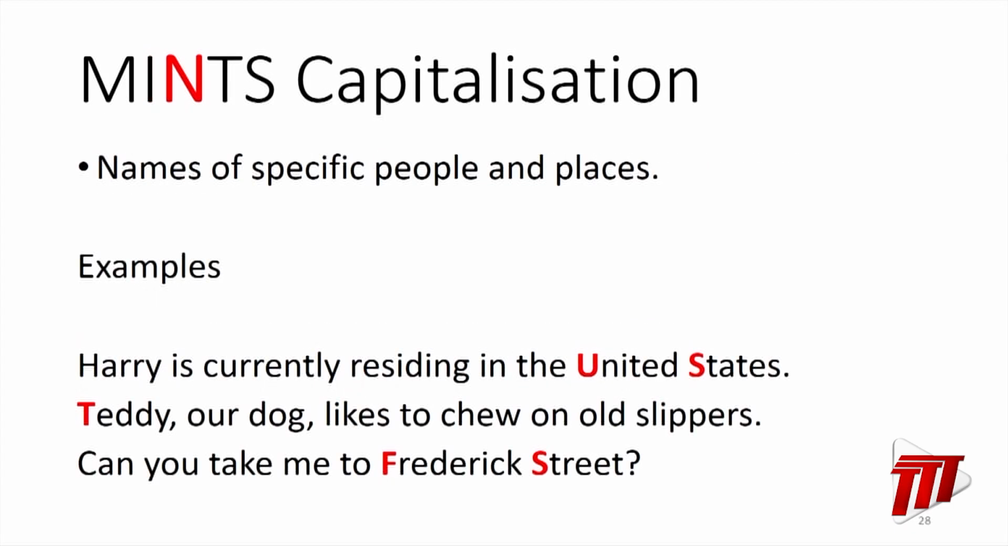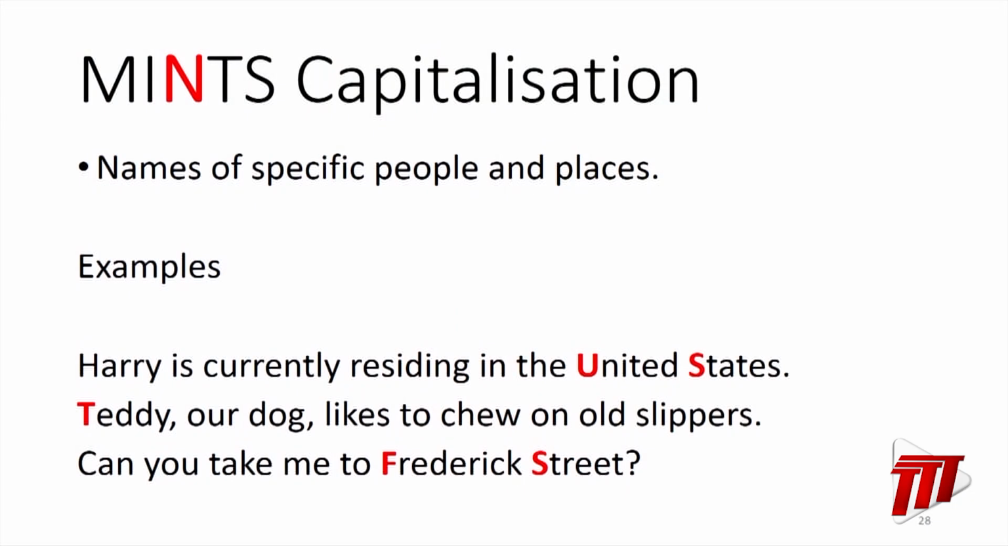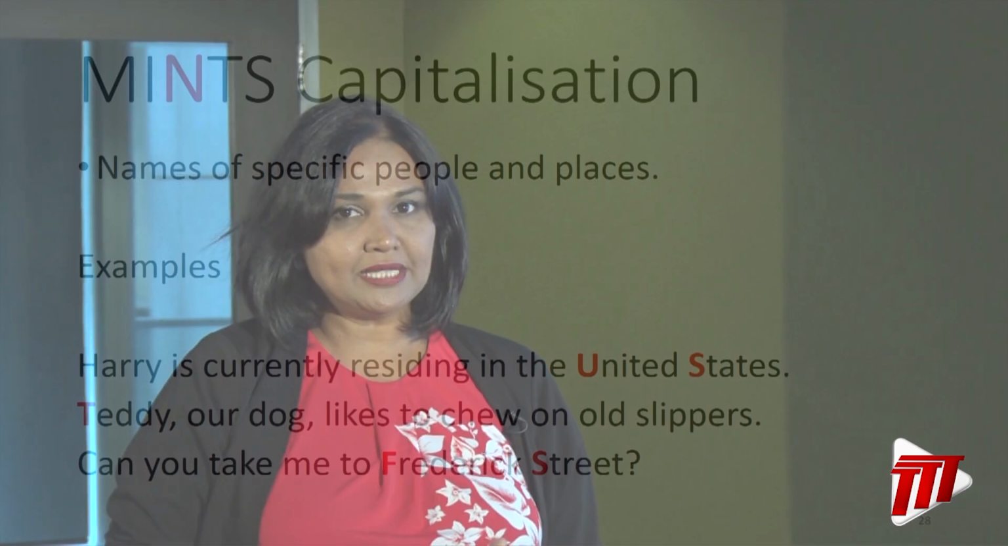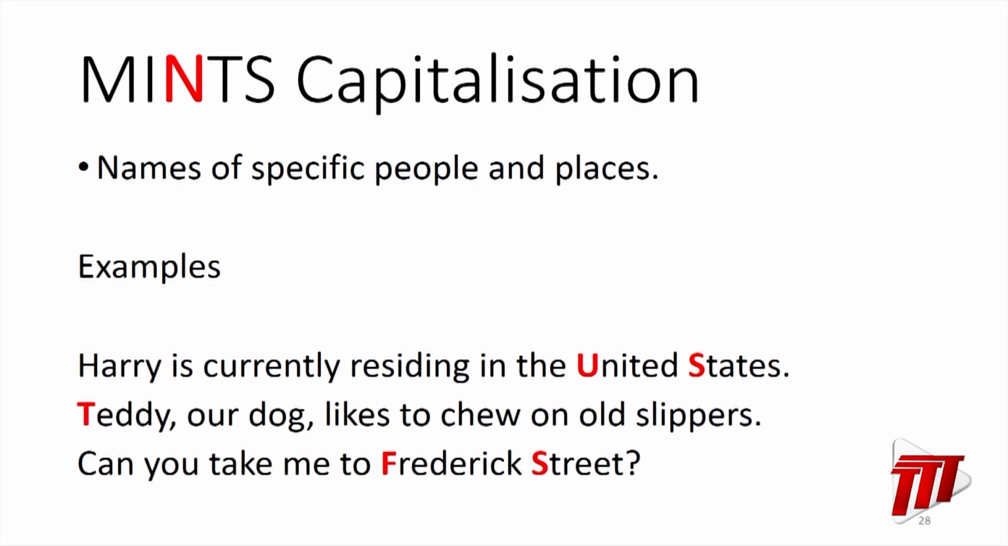The N in MINTS stands for the names of specific people and places. Example: Harry is currently residing in the United States. Harry is someone's name. United States, the name of a country. Teddy, our dog, likes to chew on old slippers. Teddy, the name of the dog, a specific name given to the dog. Can you take me to Frederick Street? Frederick Street, the name of a street. The F and the S have to be capitalized.